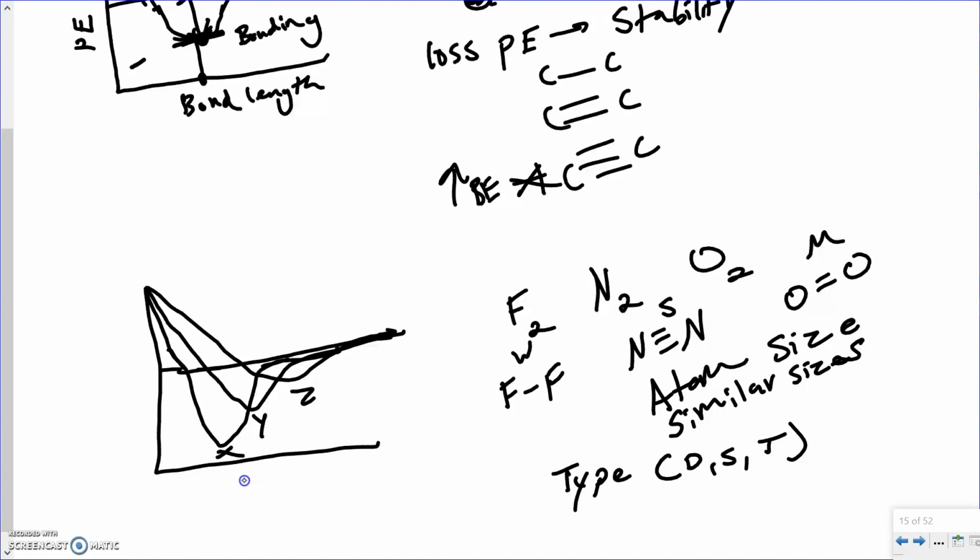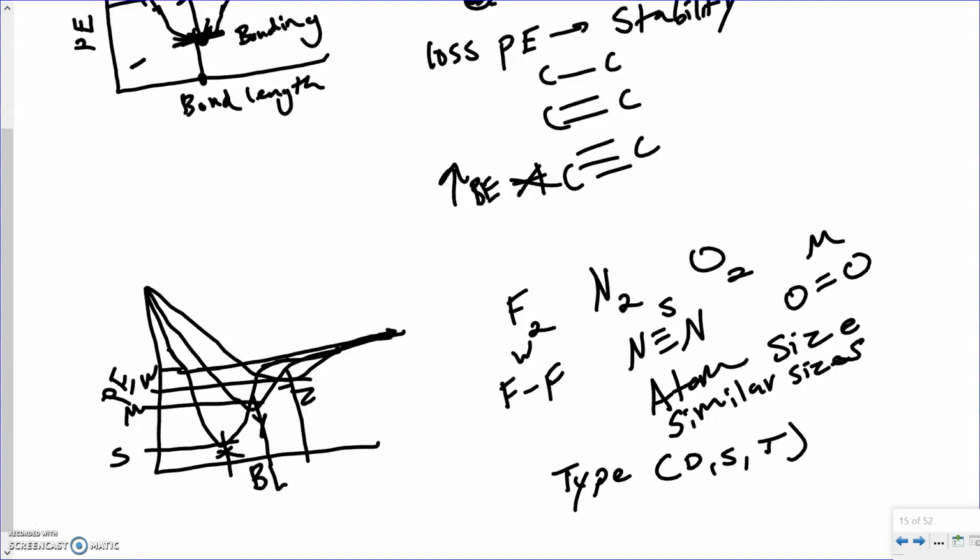We have bond length on our x-axis, and we have potential energy, our bond strength, on our y-axis. X is going to be our shortest bond, okay, because notice where it is. That's where our X is, where our Y is, and where our Z is. So Z is our longest bond, X is our shortest, Y is in the middle. We then have bond strength being here, which is the bottom of the curve. Okay, and that means X is going to have the strongest, Y is going to be in the middle, and Z is going to be our weakest of our 3 bonds.